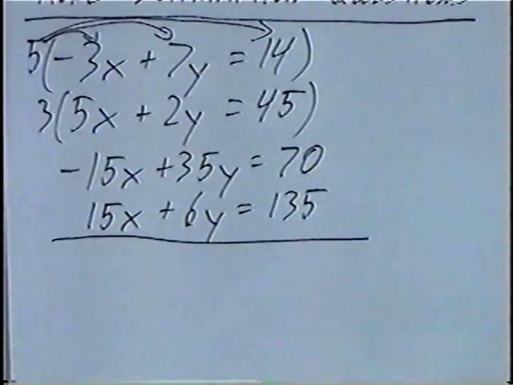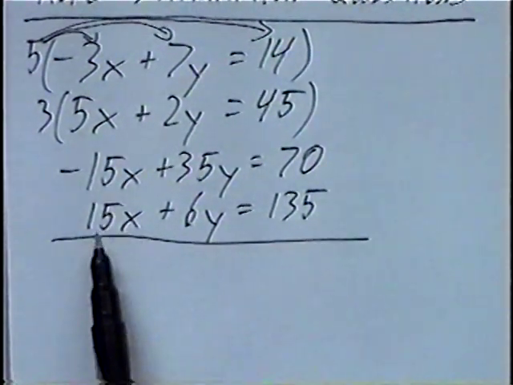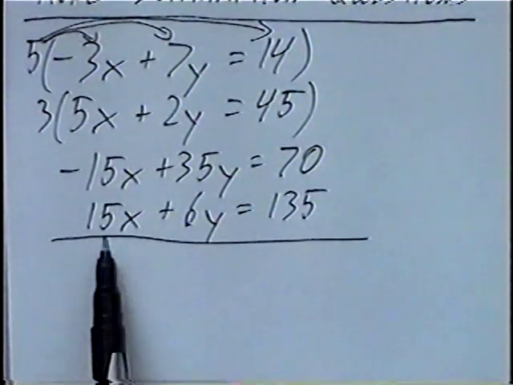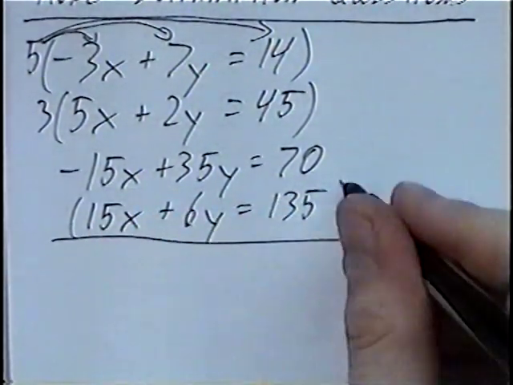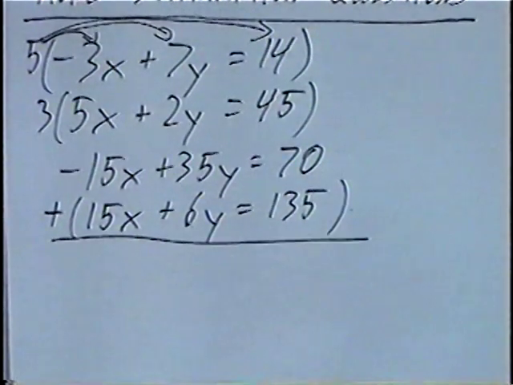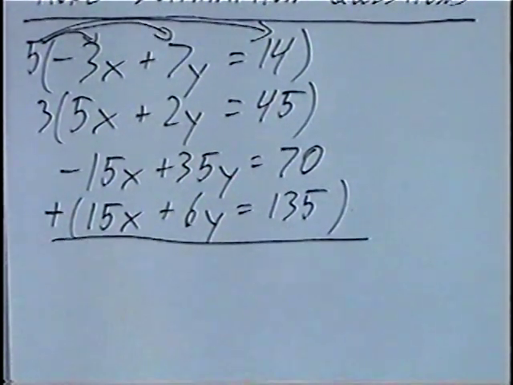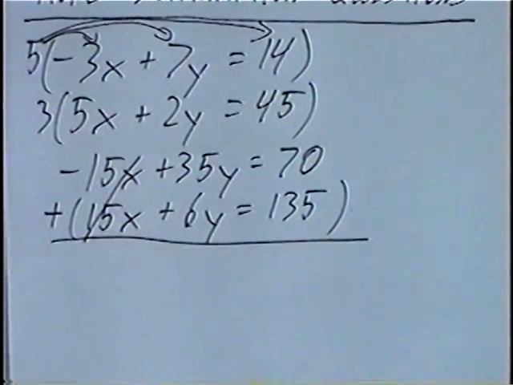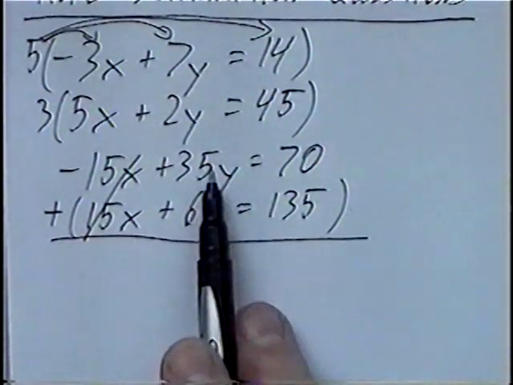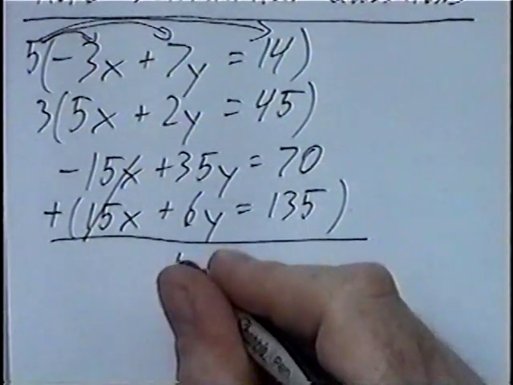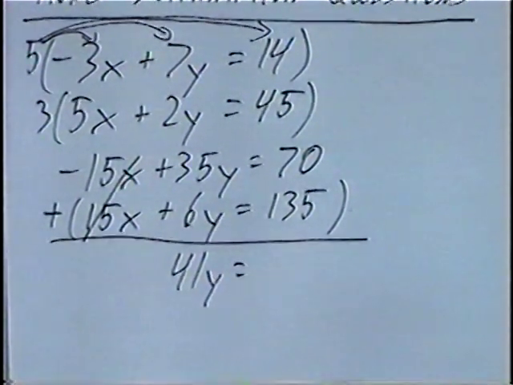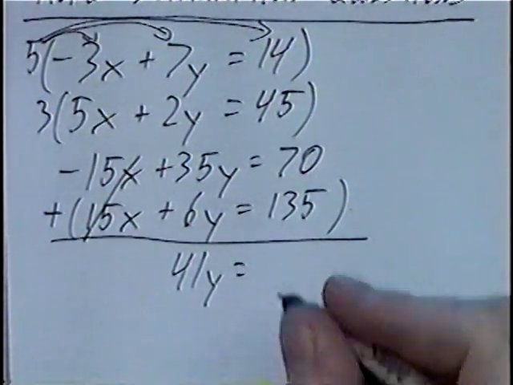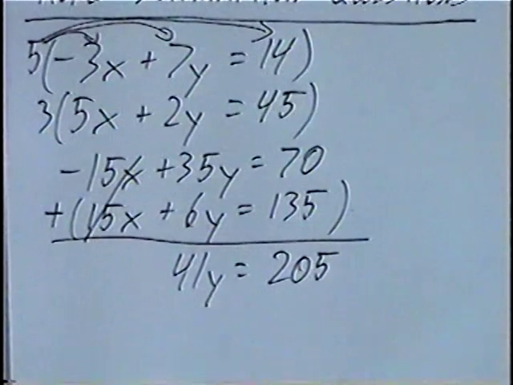From here, the x's have the same coefficient, 15. It's okay if they're different signs. What we can do with negative 15 and positive 15 is we can add these two equations together, because negative 15 plus 15 would be 0, or the x's would cancel out. And 35y plus 6y would be 41y, and 70 plus 135 would be 205.